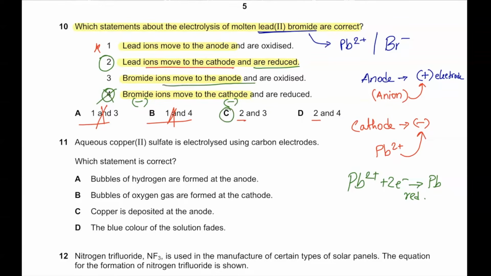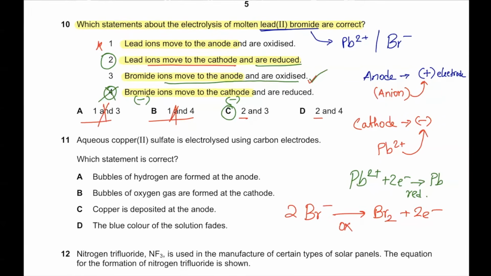Bromide ions are moving towards the anode and are oxidized. Now you might have a question: how is it oxidized? For that part, 2Br- turns into bromine and gives off 2 electrons. If it is losing electrons, definitely that is getting oxidized. So that part is also explained. So 2 and 3 are correct statements, and thereby C is the correct answer.